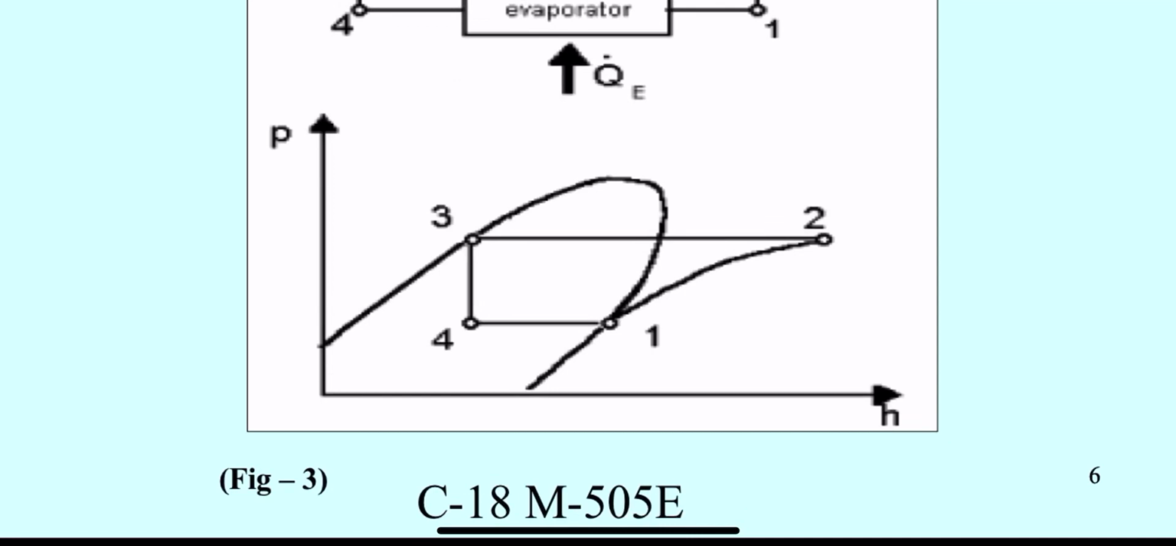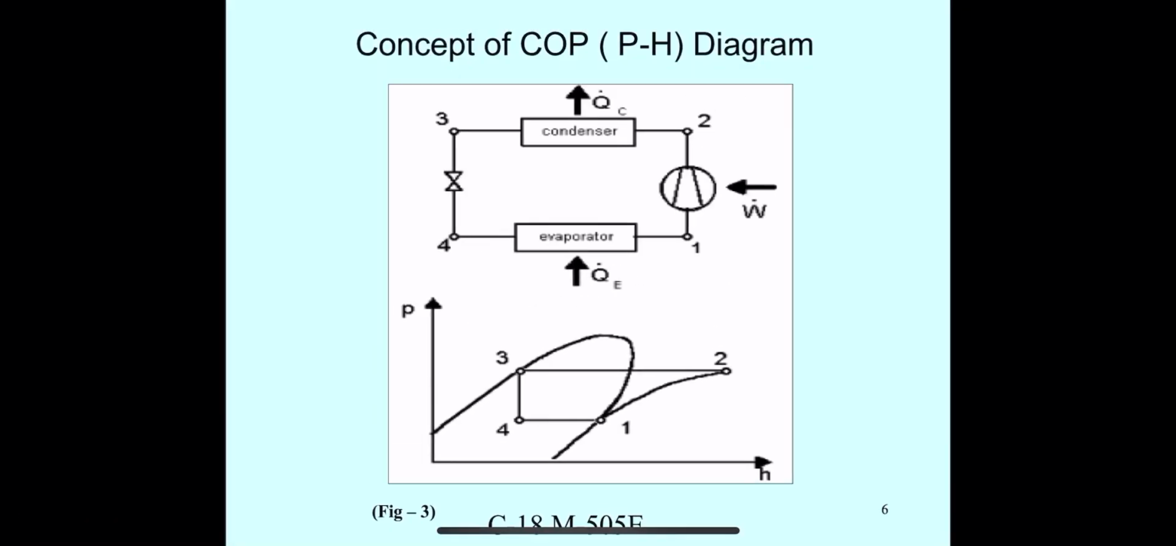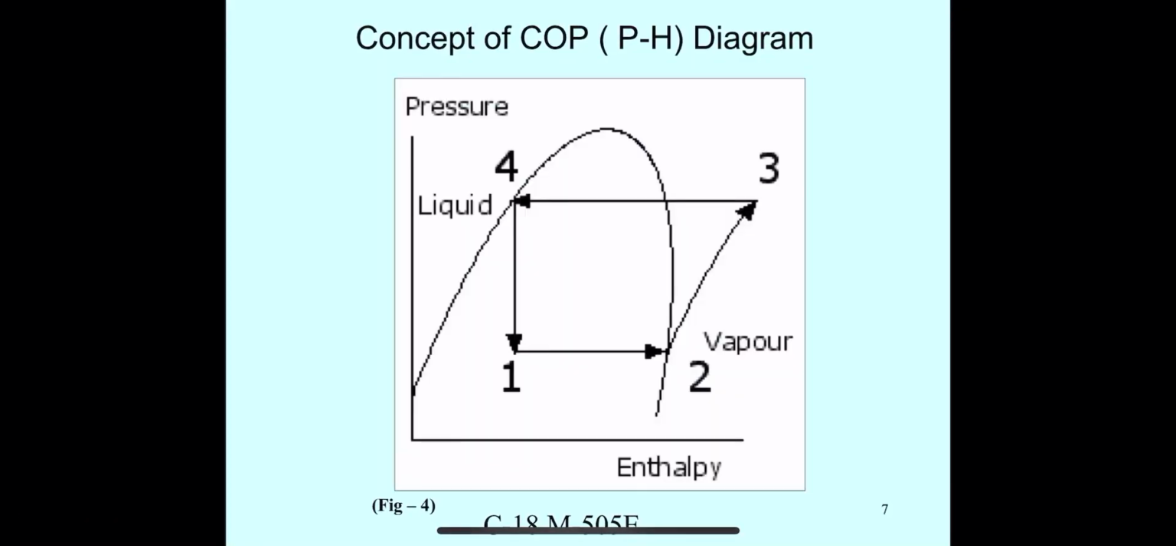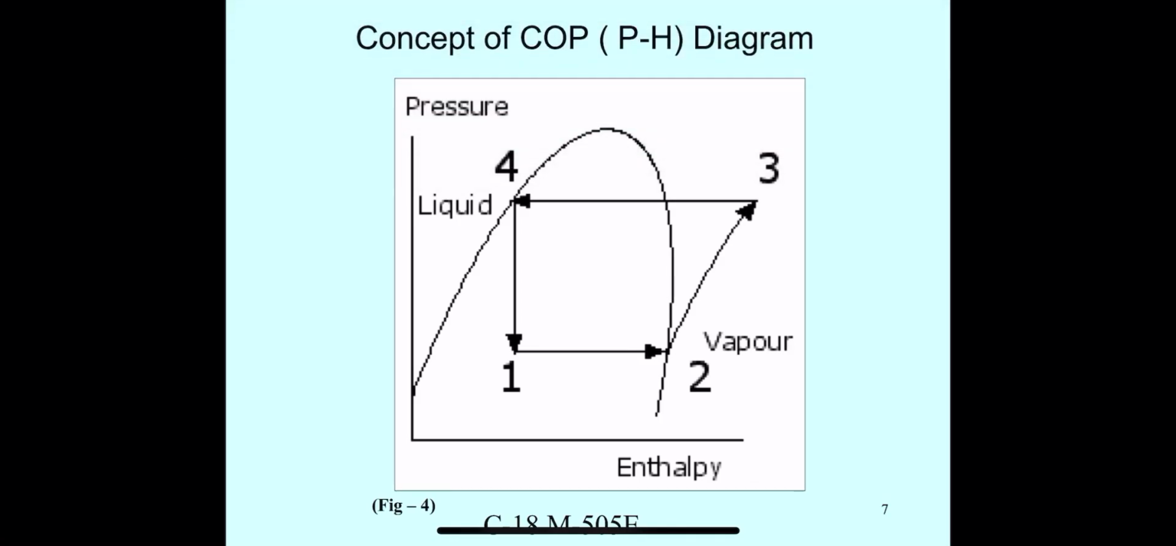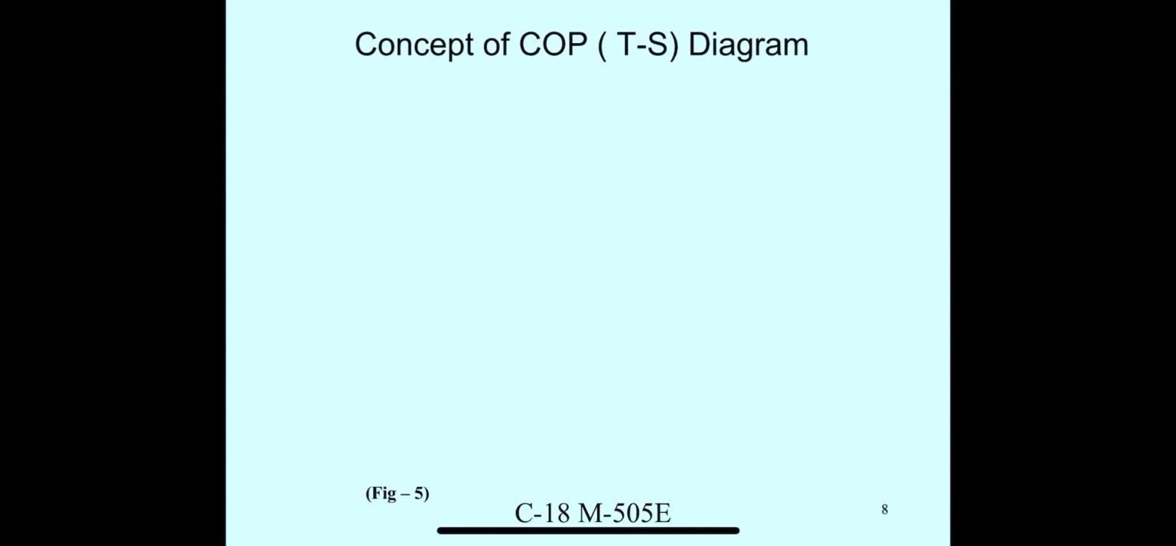So 1 to 2, 2 to 3, 3 to 4 and 4 to 1. This is the pH diagram, the pressure and enthalpy diagram, with processes 1 to 2, 2 to 3 and 3 to 4. This is the liquid state and this is the vapor state.